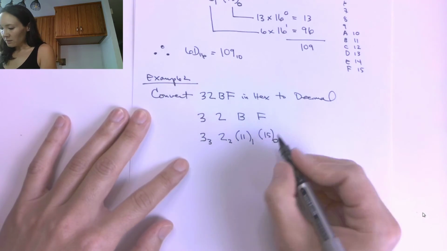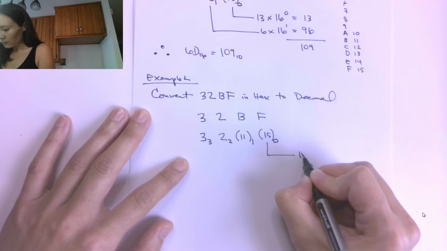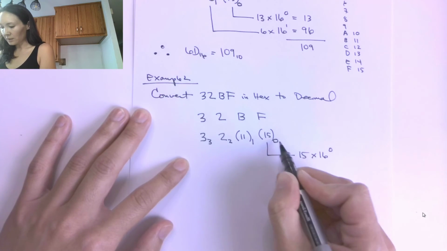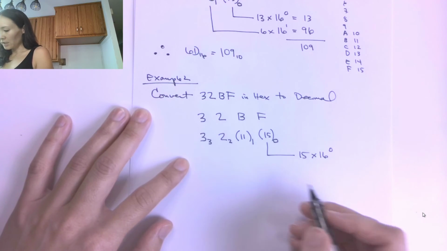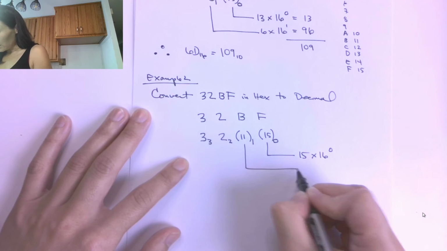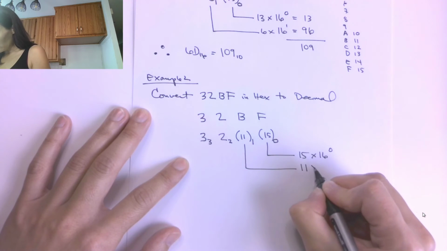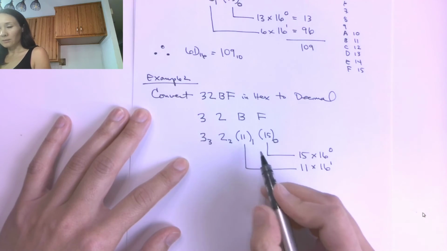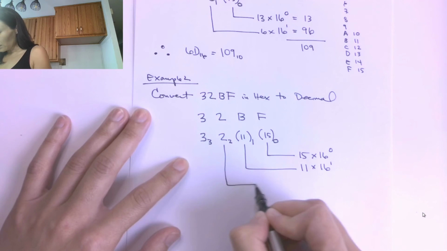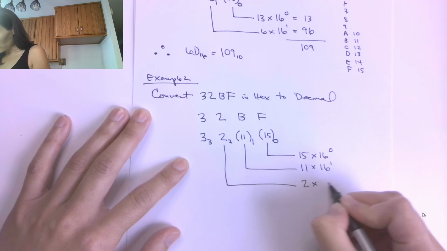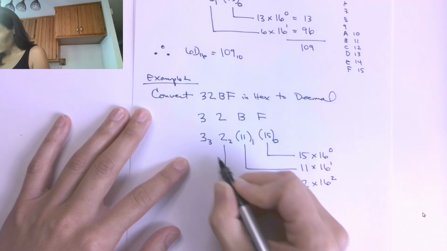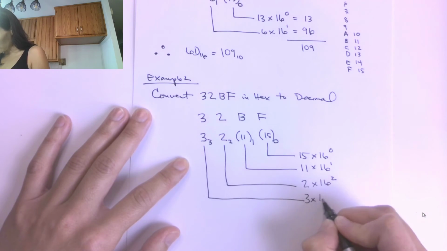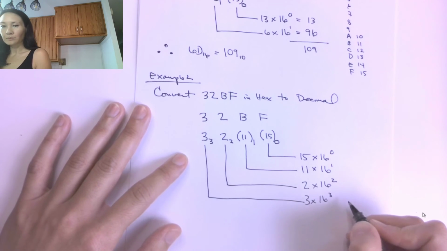Great. So then I take this digit, this is 15, and I multiply it by 16 raised to the 0 because 0 is the subscript on 15. And then I'm going to take the next digit, 11, and multiply by 16 raised to the first because 1 is the subscript on the 11. Then I take the 2 and multiply by 16 to the second. And finally, I take the 3 and multiply by 16 to the third.